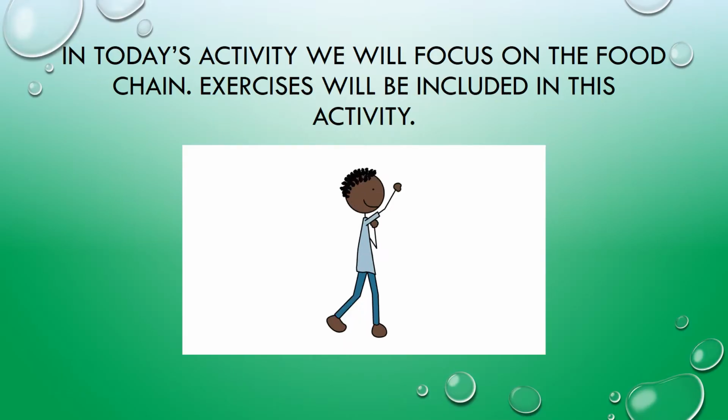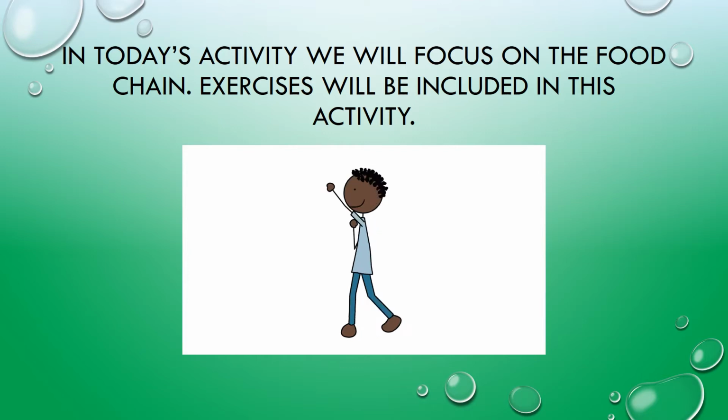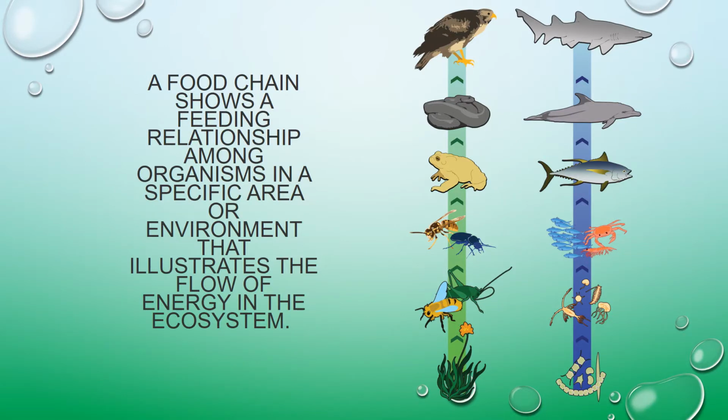In today's activity, we will focus on the food chain. Exercises will be included in this activity. As a reminder, a food chain shows a feeding relationship among organisms in a specific area or environment that illustrates the flow of energy in the ecosystem. You can see that both of these food chains start at the bottom with a producer followed by multiple consumers.